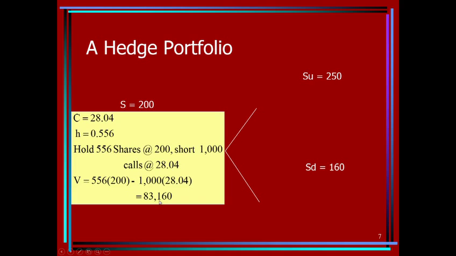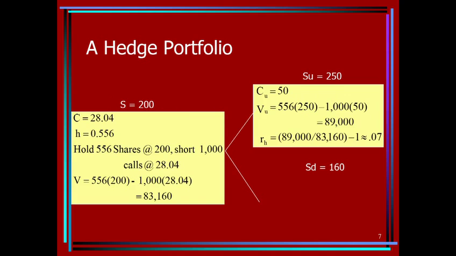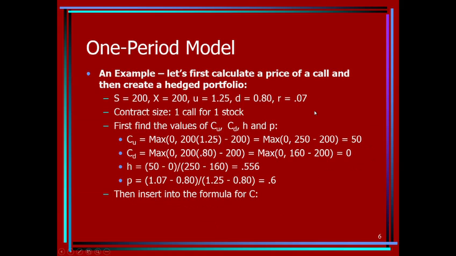If the stock price goes up to 250, the value of your call goes up by 50, because 250 minus strike price of 200 gives you 50. So the value of your portfolio now becomes, you still have 556 shares because it's one period, so you don't readjust your portfolio. 556 shares times 250, and 1,000 calls that you have times 50. So it gives you 89,000, which is a 7% return, which is our interest rate in the preceding slide. We said it's 7%.